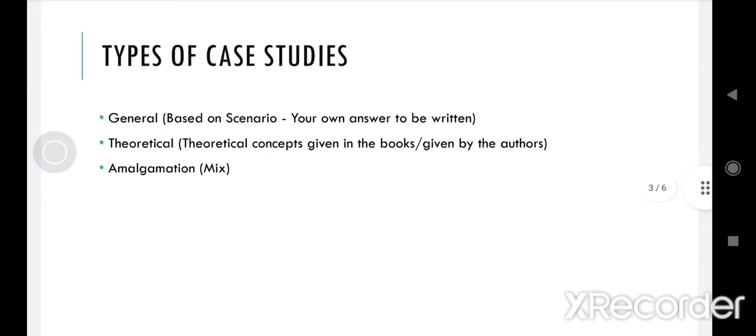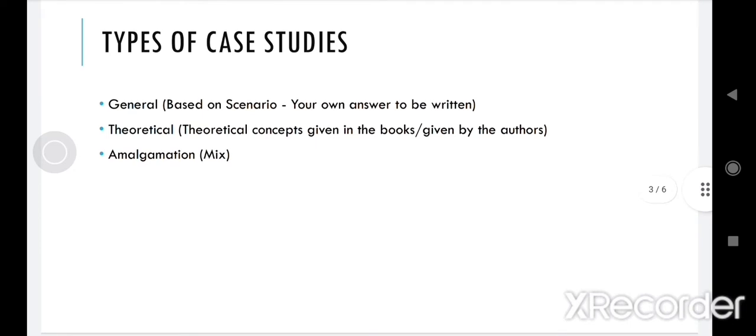There are going to be generally three types of case studies. This is my understanding. One is general, one is theoretical, one is amalgamation. General is based on scenario. So a scenario will be there, a case will be there, a situation will be there, but you'll have to write your own answer, totally your own answer.